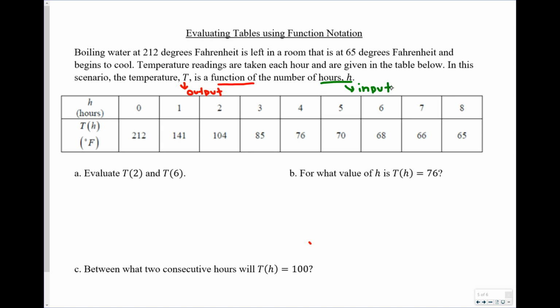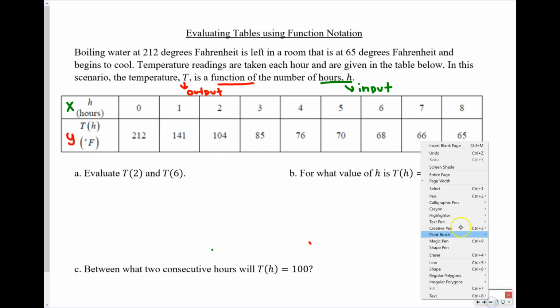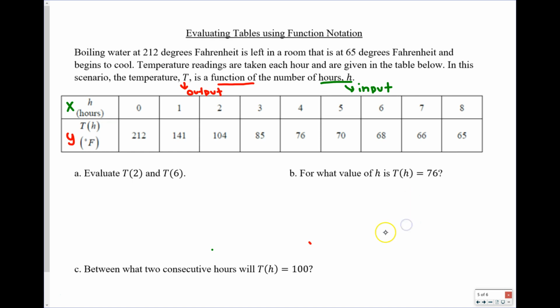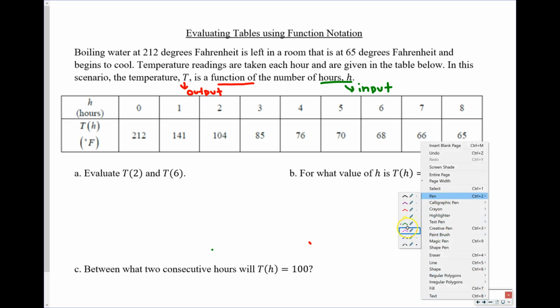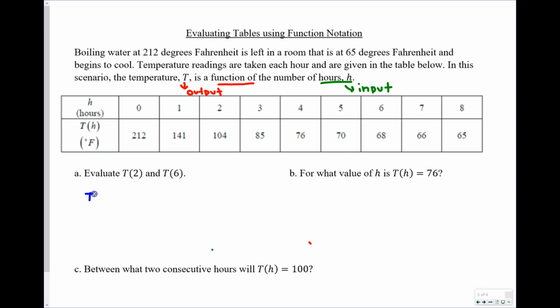If I know that's the case, I can kind of pretend that H is X, and that T is Y. Now I don't want to use X's and Y's because this particular problem is using T and H, but this kind of helps me picture what I need to know. So the first question wants us to evaluate T of 2 and T of 6. I'm going to go ahead and erase X and Y so we do our function notation correctly. So I want T of 2.